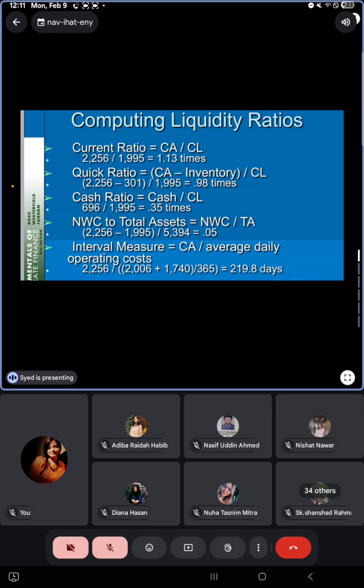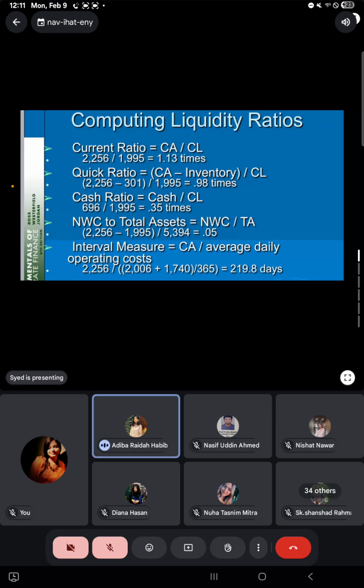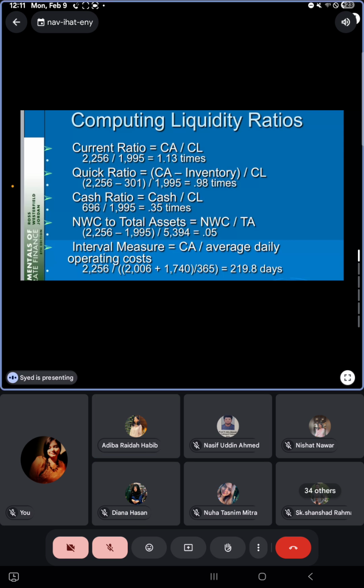Now, is it lower the better or higher the better? Higher the better. Just like the current ratio, quick ratio is also higher the better. Because the more liquid assets you have, the less chance that you miss out the current liability payment whenever they are due. A lower quick ratio means you have less money left to pay off your current liabilities whenever they are due. So the higher the quick ratio is better.